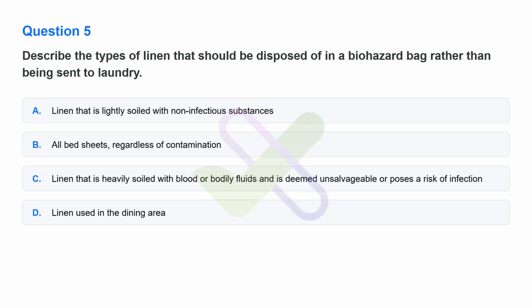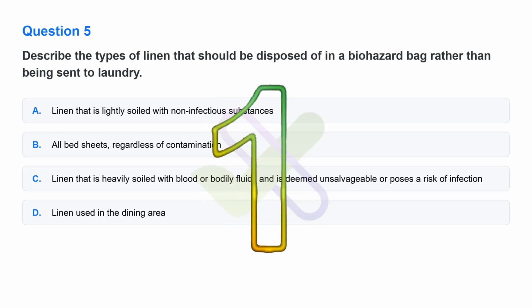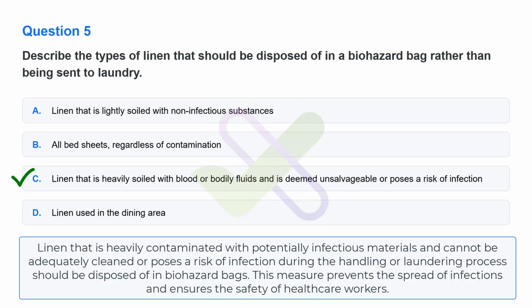Describe the types of linen that should be disposed of in a biohazard bag rather than being sent to laundry. A. Linen that is lightly soiled with non-infectious substances. B. All bed sheets, regardless of contamination. C. Linen that is heavily soiled with blood or bodily fluids and is deemed unsalvageable or poses a risk of infection. D. Linen used in the dining area. The correct answer is C.